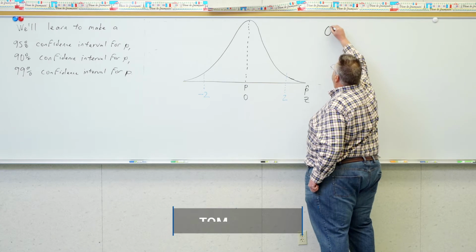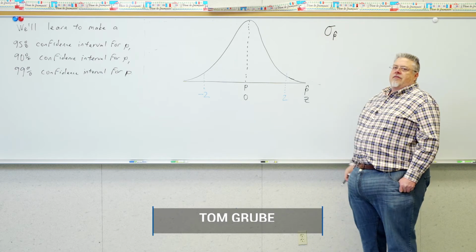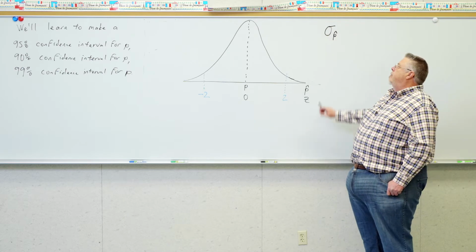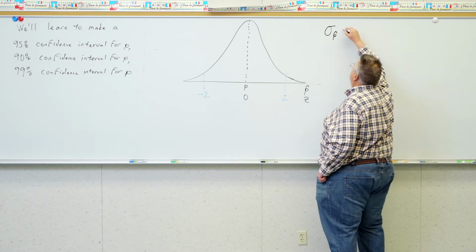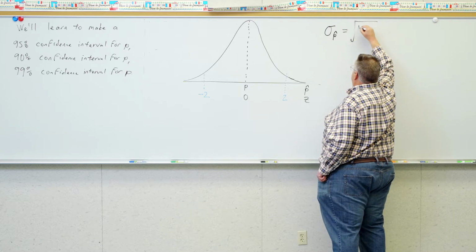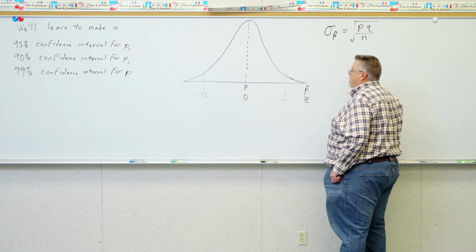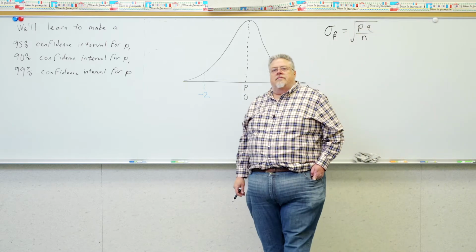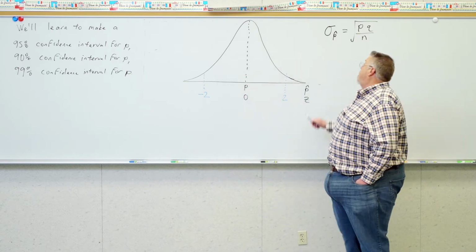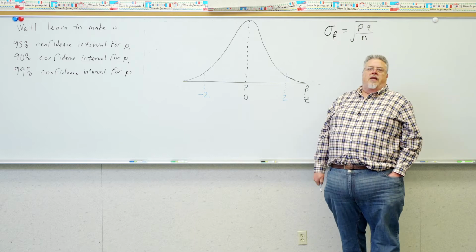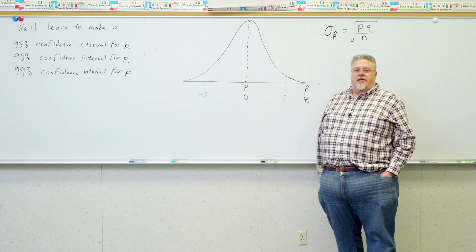So we learned back in chapter 7, how much does p hat bounce around above and below its true value? Sigma of p hat, the standard deviation of p hat. And we learned that that's the square root of p times q over n. And I can't calculate that, because I don't know the true value of p. If I knew the true value of p, I would not have done this experiment in the first place.